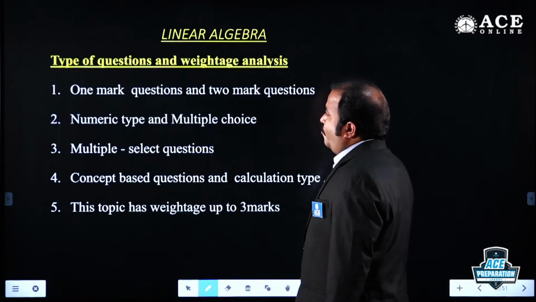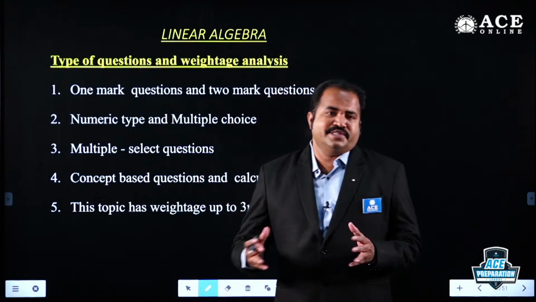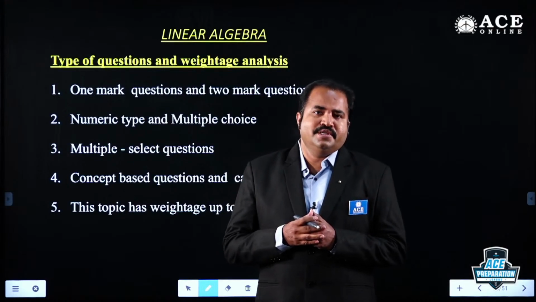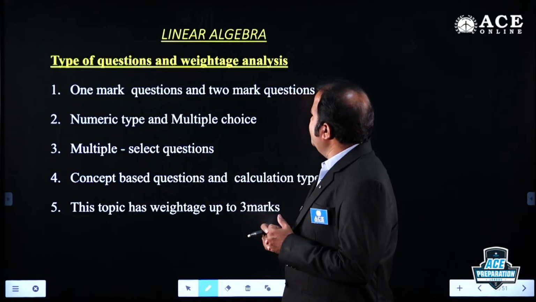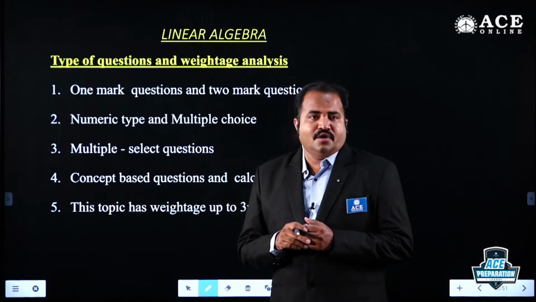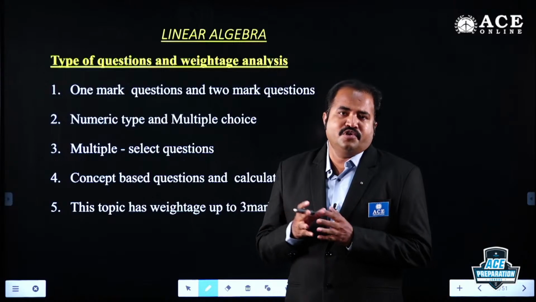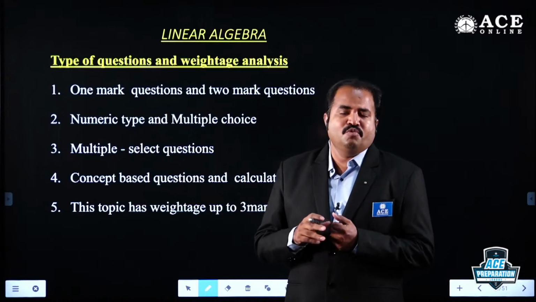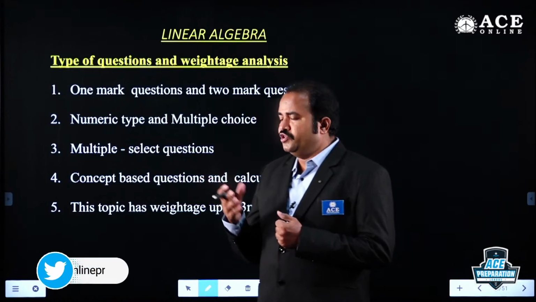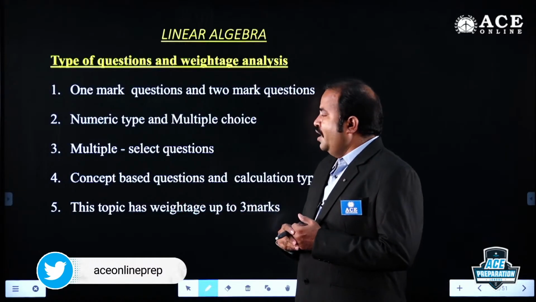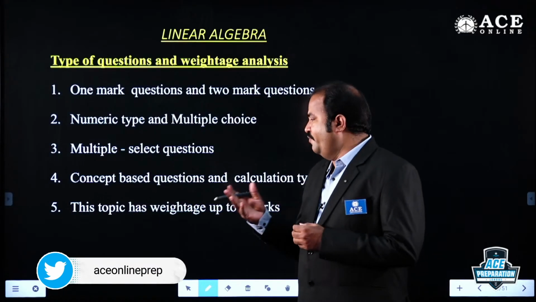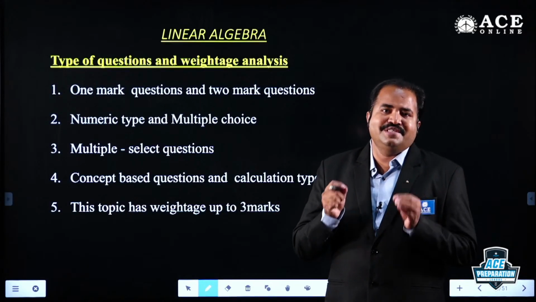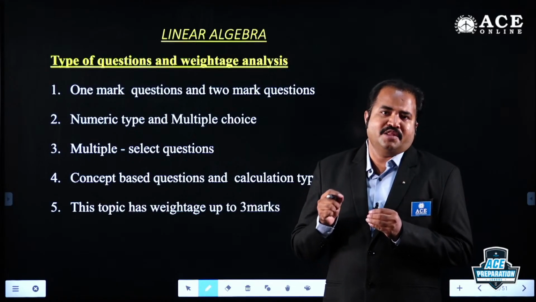Next, what type of questions are coming? Basically we know that there are 1 mark and 2 mark questions in the GATE paper. And the questions are of 3 different types: numeric answer type, multiple choice questions, and multiple select questions, which means more than one option can be correct. And concept based questions are also coming, and simplification type also. This topic has weightage up to 3 marks. This is one of the easiest topics in the GATE engineering mathematics syllabus.